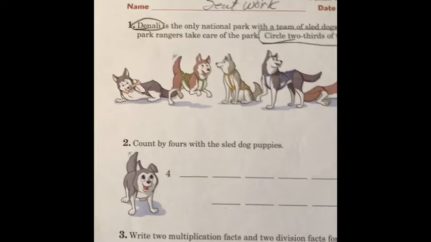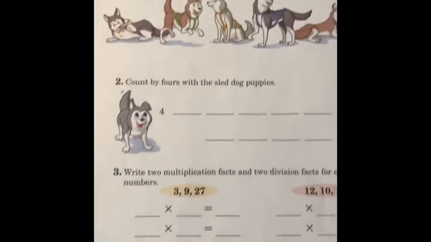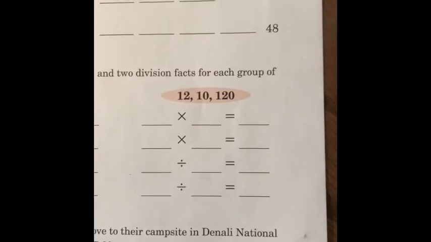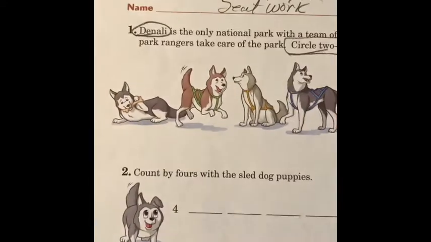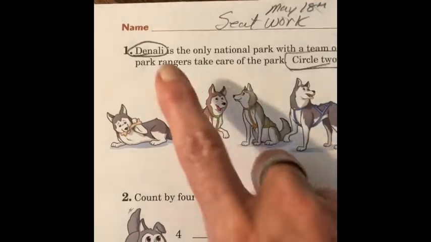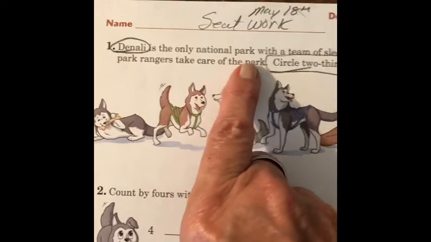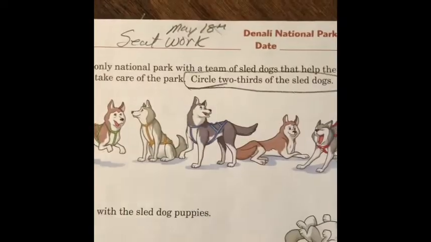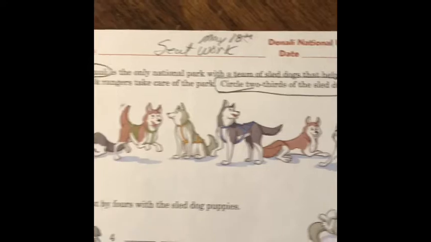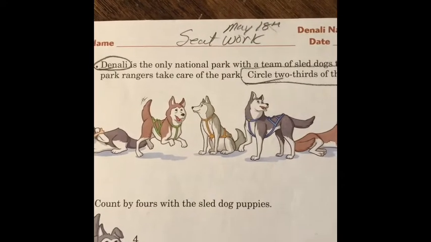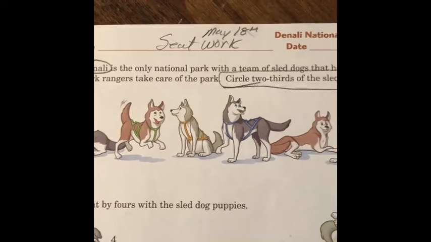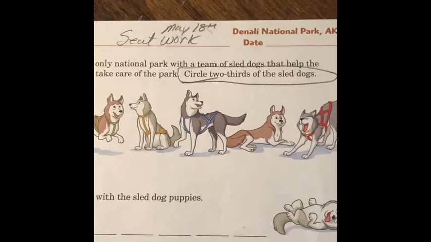Okay, now we're going to go over the seat work side of the paper. I will just go over instructions and you will do this one on its own. This will be page number 327. Okay, let's get started. Denali is the only national park with a team of sled dogs that help the park rangers take care of the park. Circle 2/3 of the sled dogs.